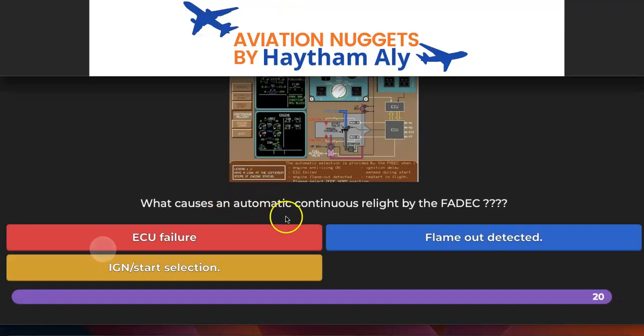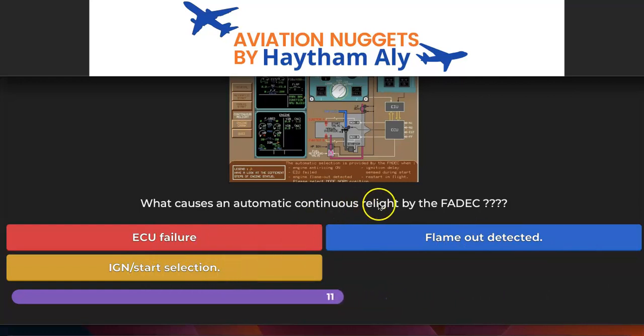What causes an automatic continuous relight by the FADEC? Flame out detected, ECU failure, ignition start selection. By the FADEC, flame out detected, yes.